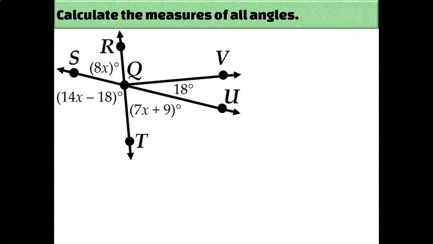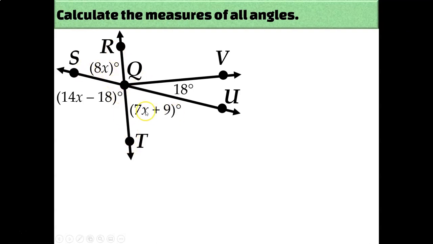Alright, last but not least, let's incorporate some algebra with these angle pair relationships. We, again, are going to calculate all of the missing angle measures in this diagram based on what we see. The first thing I see is vertical angles. Right, I've got this line, SU, and this line, RT. They intersect each other. And this angle measurement, labeled as 8x degrees, and this angle measurement, labeled as 7x plus 9 degrees, those two would be vertical angles, right? Because they are non-adjacent angles formed by intersecting lines.